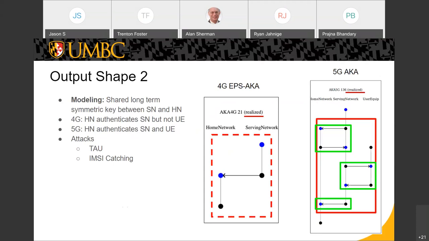That's obviously not good. In the case of 5G, we see that the home network is able to authenticate the serving network and the user equipment, as we have highlighted with the green boxes. So the proposed solution of adding a long-term key definitely helps to secure the 5G protocol. Next slide, please.